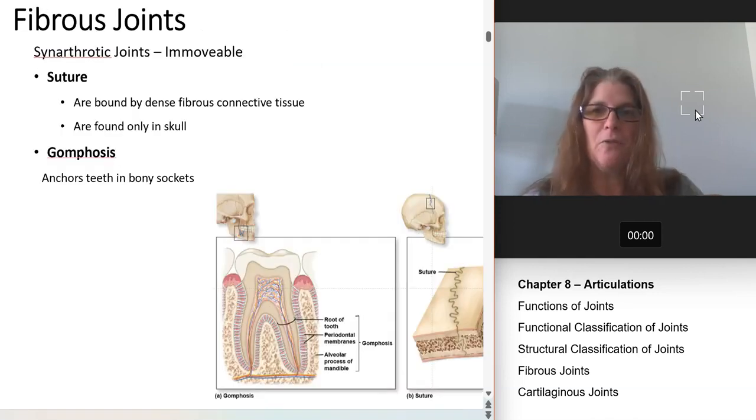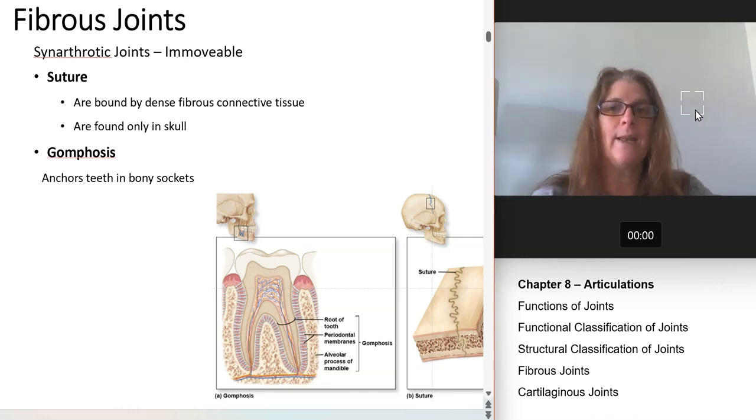So what we're going to do is go through the types of joints now, and these are the ones I want you to know. Your book has other ones.